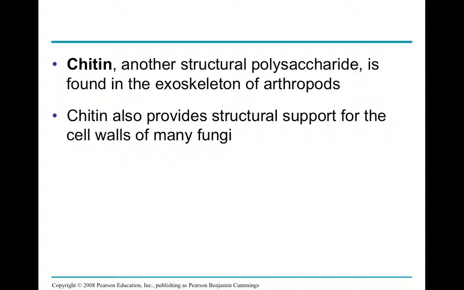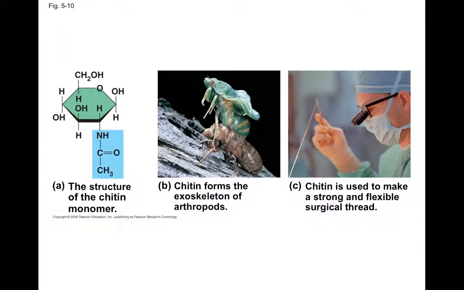All right, another structural polysaccharide is called chitin, and it is usually found in the exoskeleton of arthropods, like lobsters or crawdads, those arthropods with the hard exoskeleton. It also provides structural support for the walls of many fungi. Here's an example of the structure of a chitin monomer. Here is a cicada, an arthropod, shedding its shell, which is all made of chitin. Chitin is also used to make surgical thread.